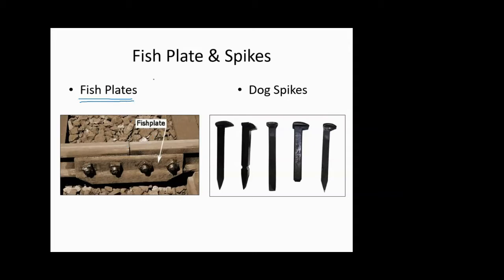Now fish plate is used for rail to rail connection, meaning it is not the connection used to join the rails to the sleeper, but it is used to join the rails to the rails. Now you can see in this picture, this is the first rail and this is the second rail. You can see the gap in between. Now these two rails are joined using this fish plate.